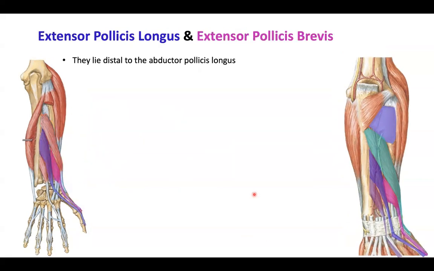The last two muscles are extensor pollicis longus and extensor pollicis brevis. As the name indicates, their action is extension of thumb, but one of them is longer than the other. So we have longus and brevis. These muscles lie just distal to the abductor pollicis longus muscle. This is abductor pollicis longus. Distal to abductor pollicis, we have extensor pollicis longus and extensor pollicis brevis muscle. Especially brevis is related with the abductor pollicis longus muscle. Their tendon runs together.